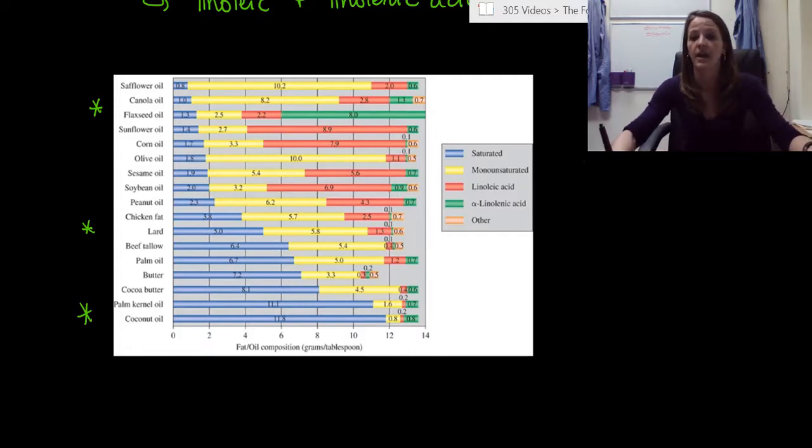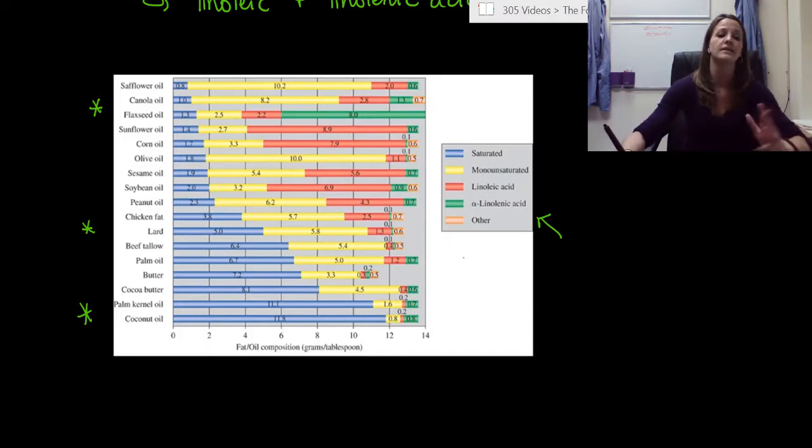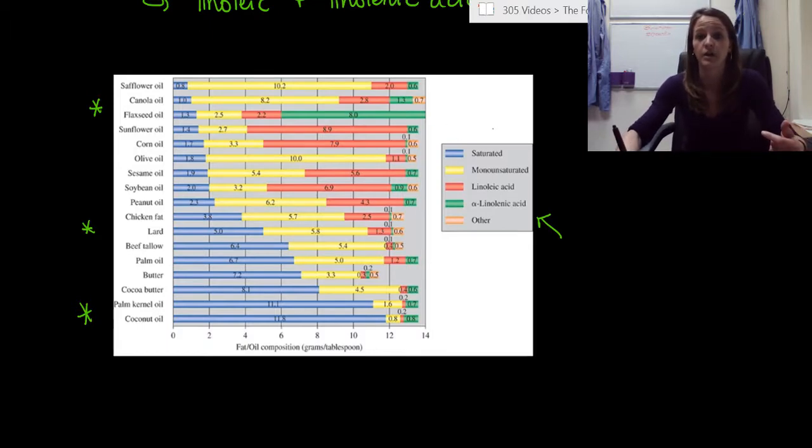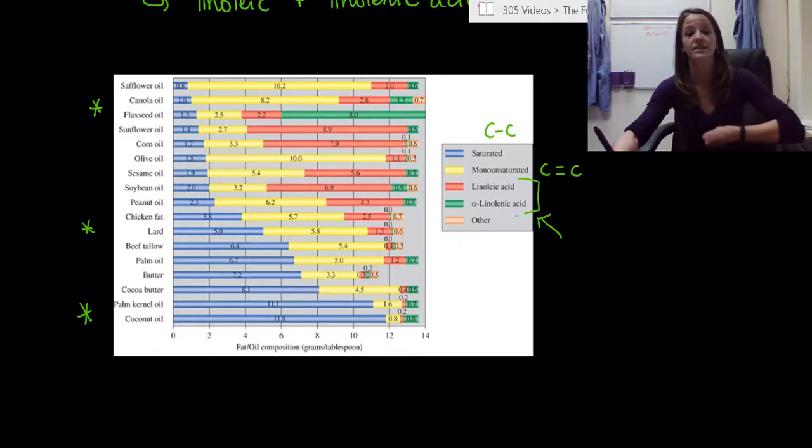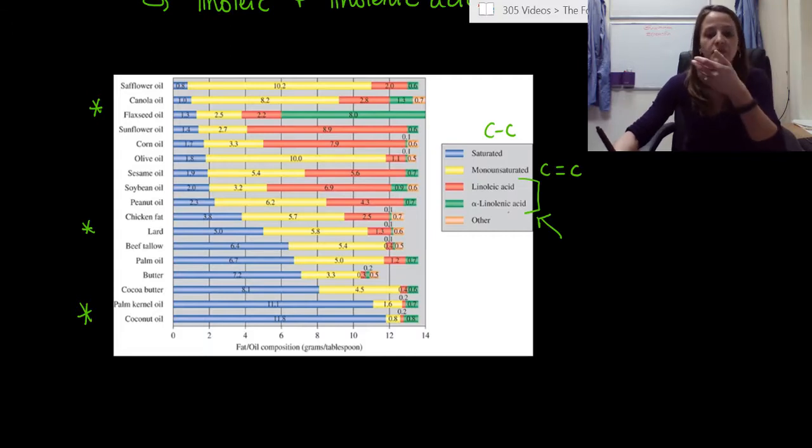And then the last thing I want to highlight is the key, or the legend, over here on the right side, where it breaks down the different bars. So what do these different colors mean? The blue means saturated, which remember is carbon-carbon single bonds only. Monounsaturated means there's at least one carbon-carbon double bond. And then our 2 components, our 2 fatty acids that our body cannot synthesize, so we're really looking at these reds and greens, and then other, just whatever composition's there.